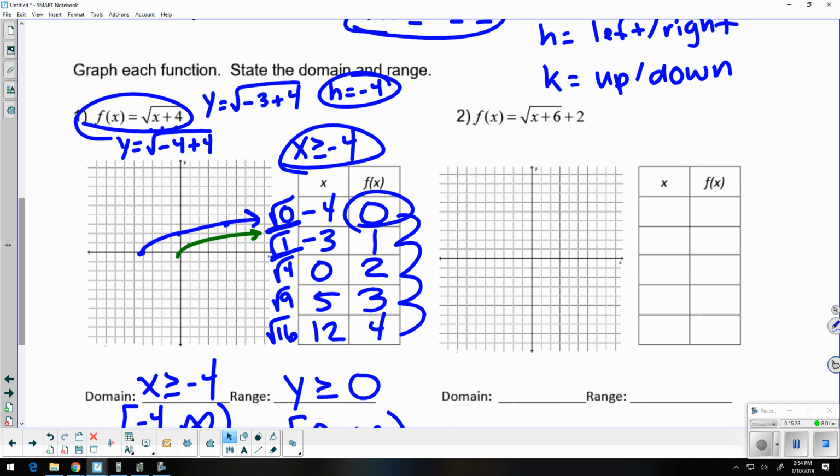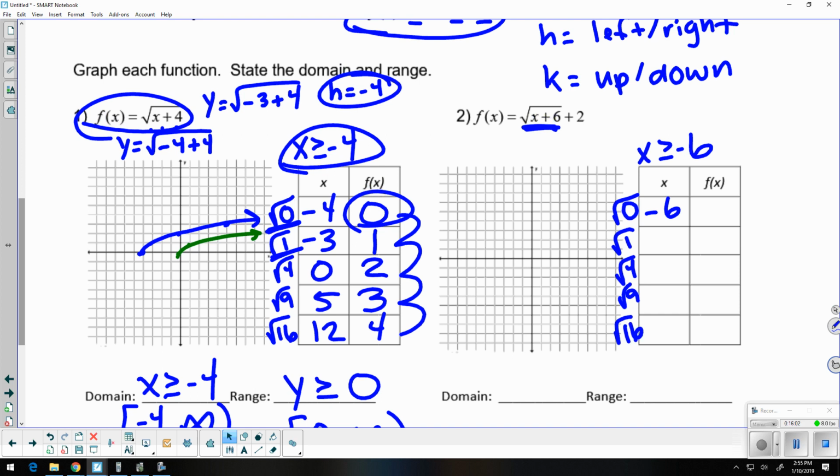Again, I want to start with choosing an x. I have to start with choosing an x that's going to give me the square root of 0. So x in this case, just underneath the square root, ignore the +2 outside. What would x have to be in order to have the square root of 0 underneath? Well, x would have to be -6. Now I have to choose x is greater than or equal to -6. So staying above that, the next ones, if you want to do perfect squares again, square root of 1, 4, 9, and 16, we can do that.